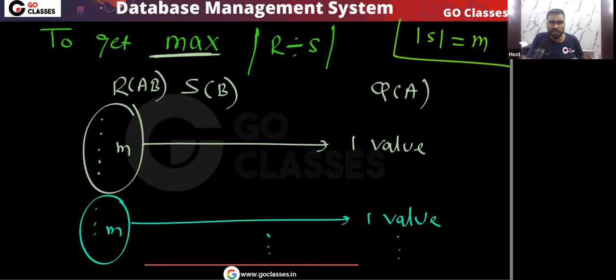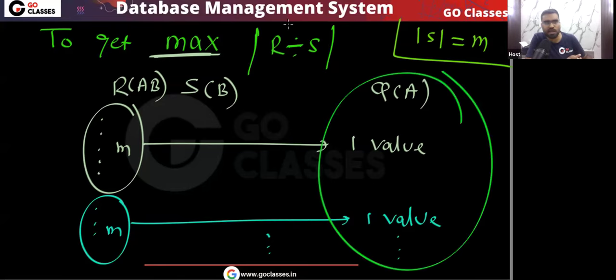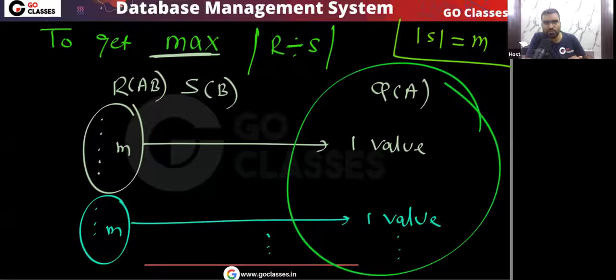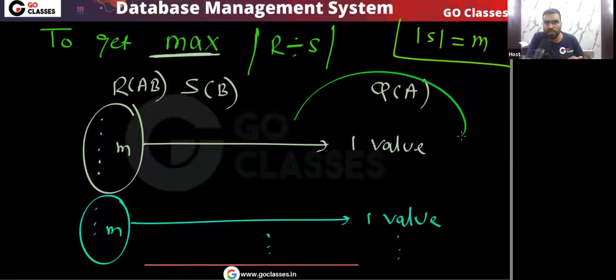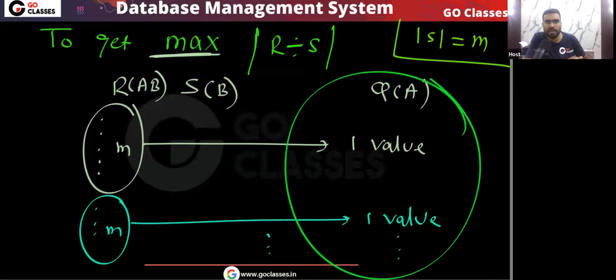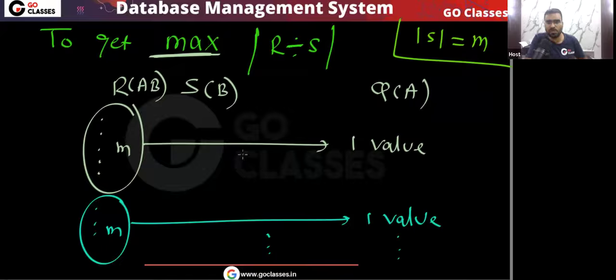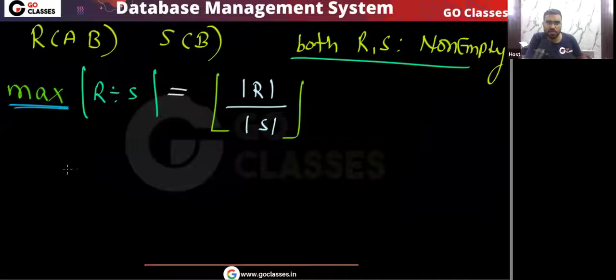So very simple. Finally, tell me, what is the maximum cardinality of the result? Maximum how many tuples can you get? That will be very simple: cardinality of R divided by cardinality of S, floor value, yes or no? So the answer will be this.